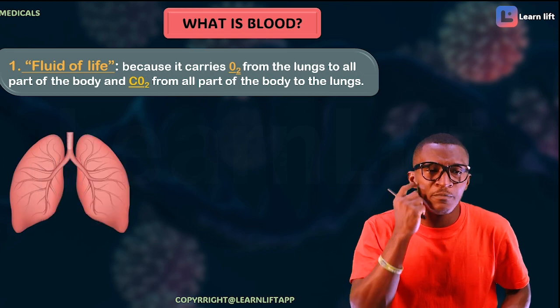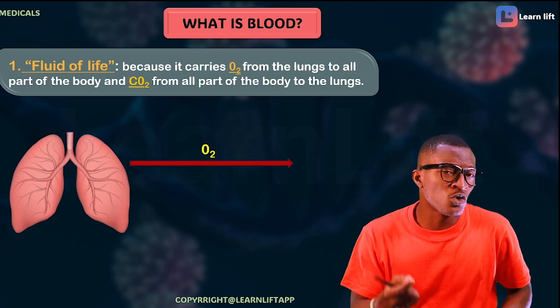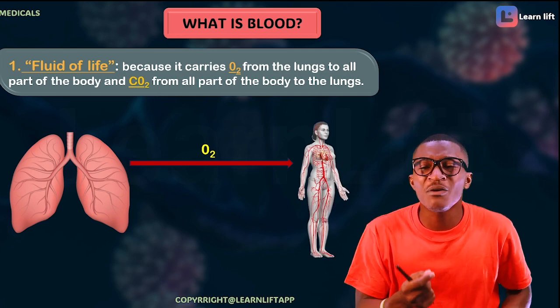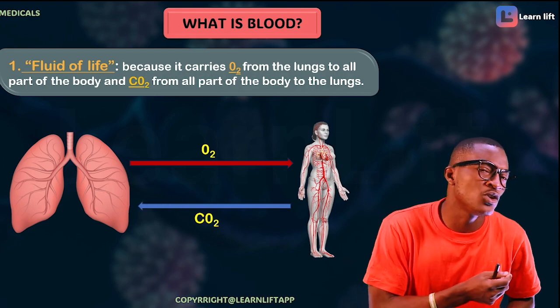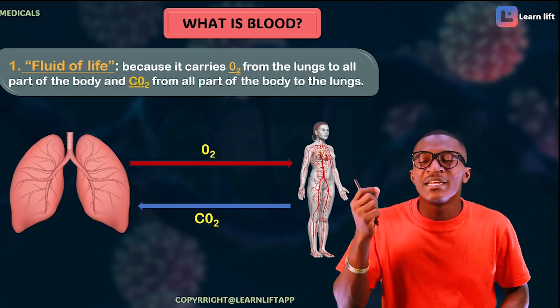Now, let me give you a mental picture. You can see that this is the lungs. Oxygen is being carried from the lungs to the body tissues. Are you seeing that now? And CO2 is carried from the body tissues back to the lungs. Because the blood does this function, the blood is said to be called the fluid of life.